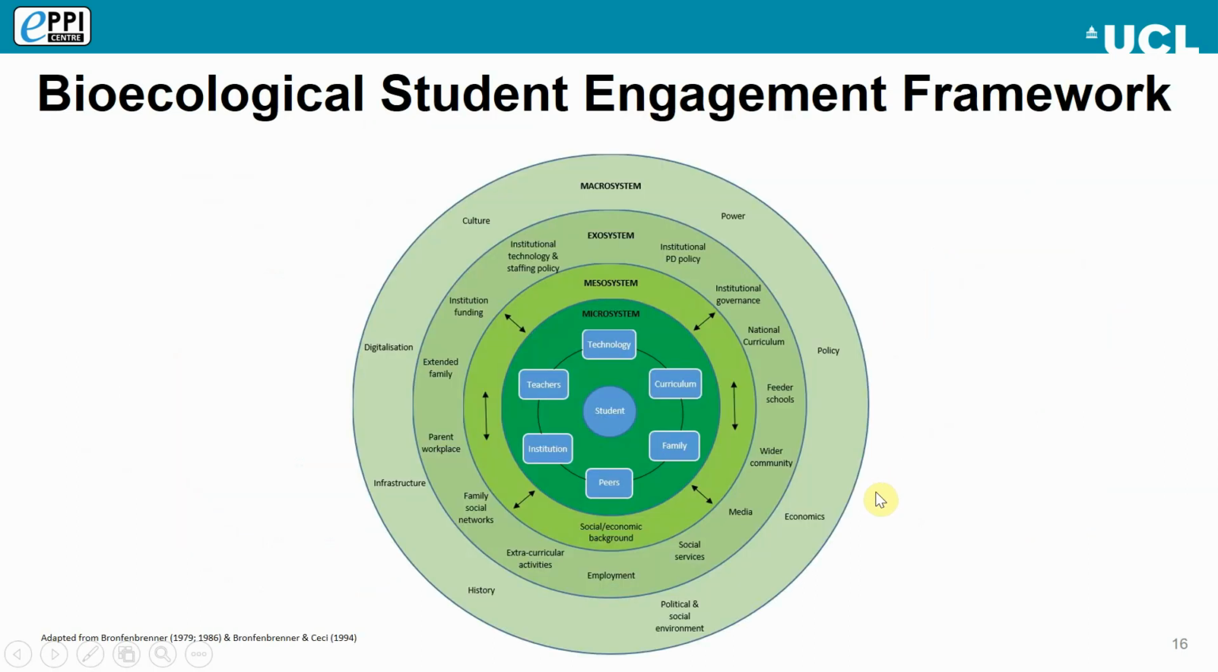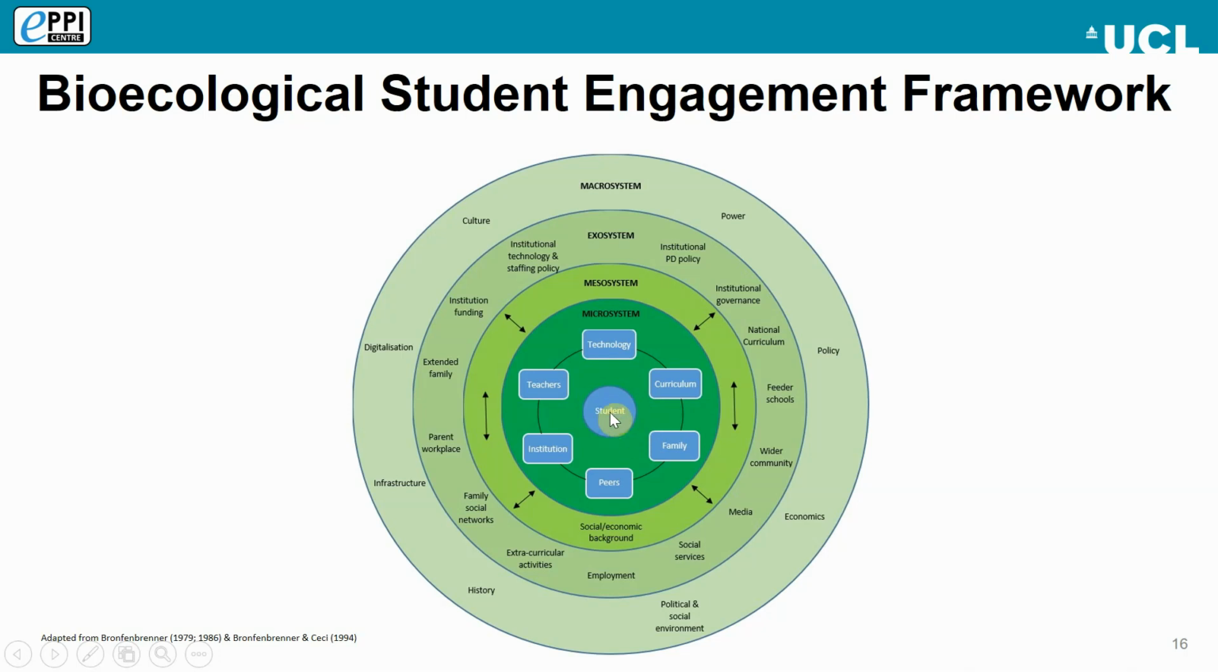However, students aren't only influenced by those immediate microsystem factors. They are, of course, influenced by a wide range of external factors as well. And to visualise this, I adapted the bioecological model of child development by Bronfenbrenner and colleagues. So we see here the student is nested at the centre of these interconnected layers.